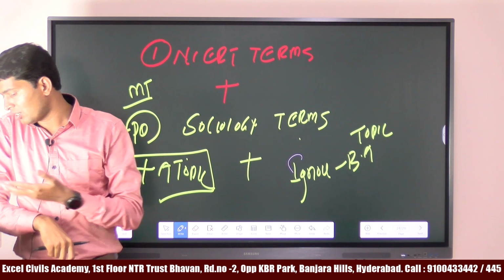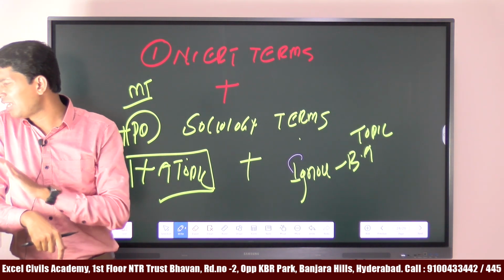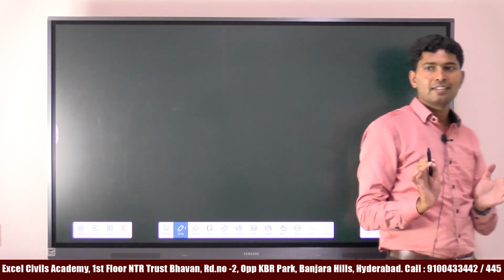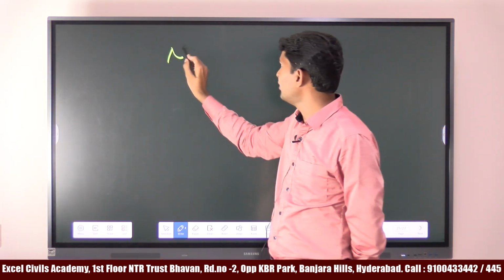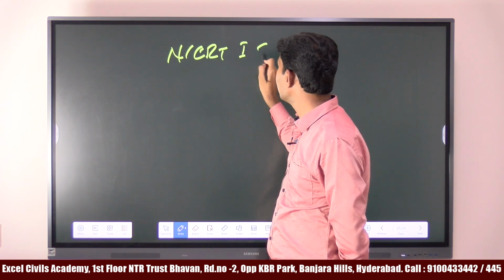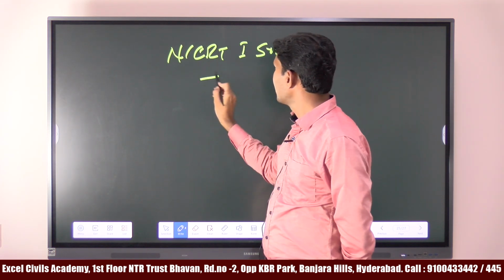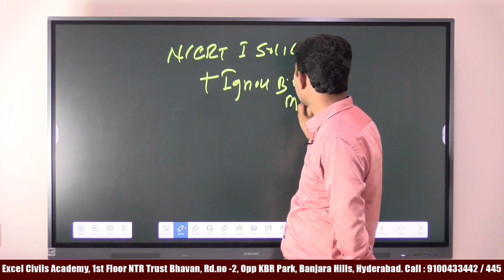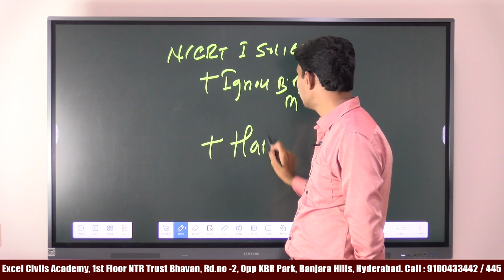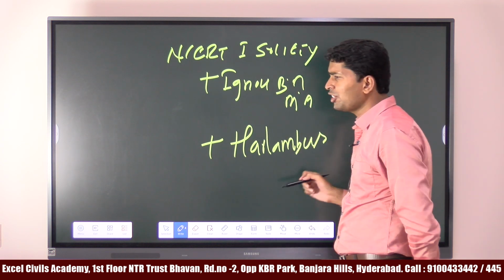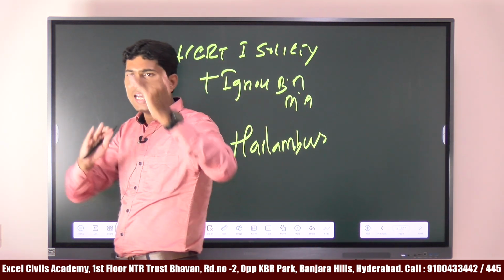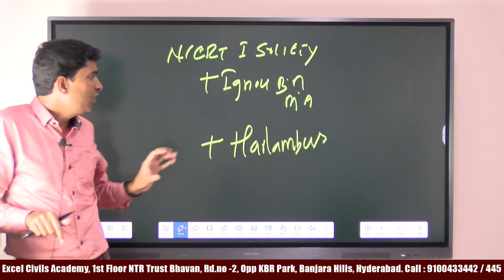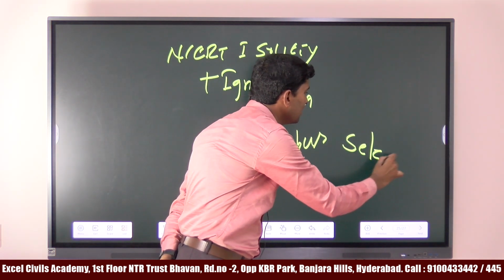So what are the sources that we need to follow? Actually the market is flooded with material, a plethora of material is available, but in simple terms, how to prepare. Just now I said NCERT, Indian Society, IGNOU BA and MA, not everything but related to that particular topic, plus Harlambos, there is one book. In the book, right from the first page to the last page, everything is not required. As and when the relevant topic comes, I will share the PDF related to only that particular topic. So we just read the Harlambos book selectively.